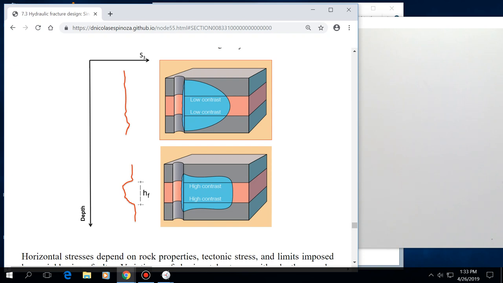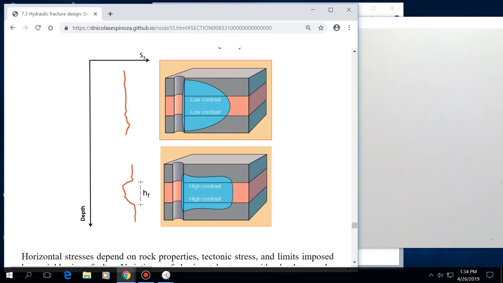So if you were to start a hydraulic fracture, for example, somewhere over here, it would grow preferentially in this region, and it will go to upper and lower regions only when the net pressure inside the fracture is enough to overcome this barrier, this difference. If your net pressure is not too high, the fracture may just propagate constrained within this boundary.